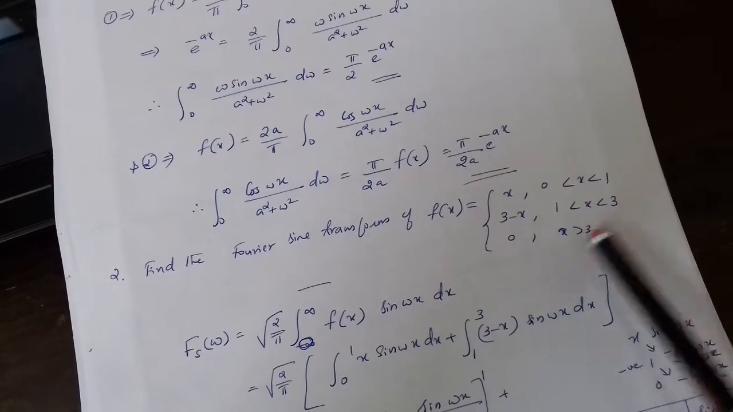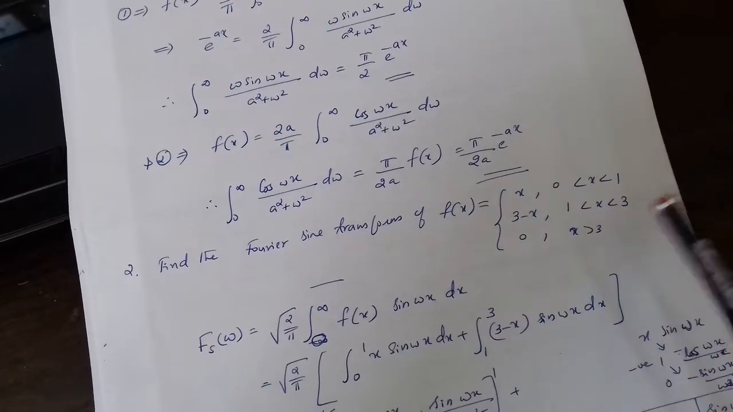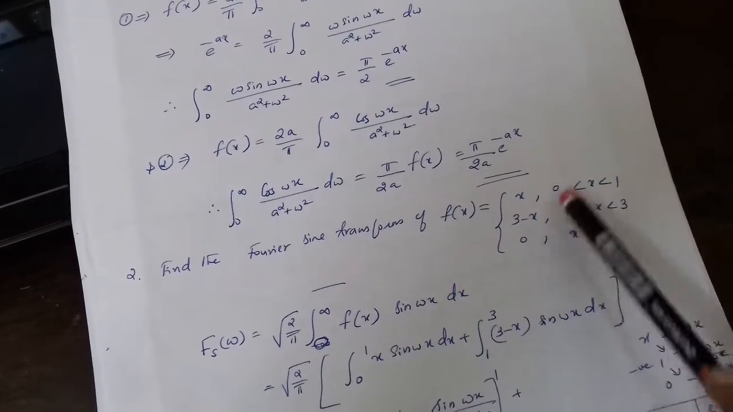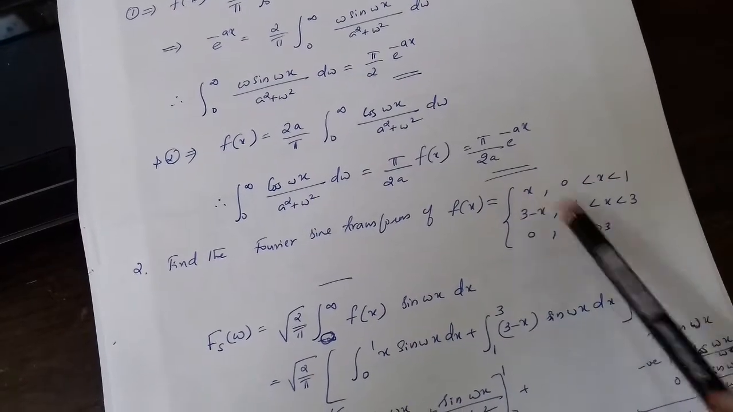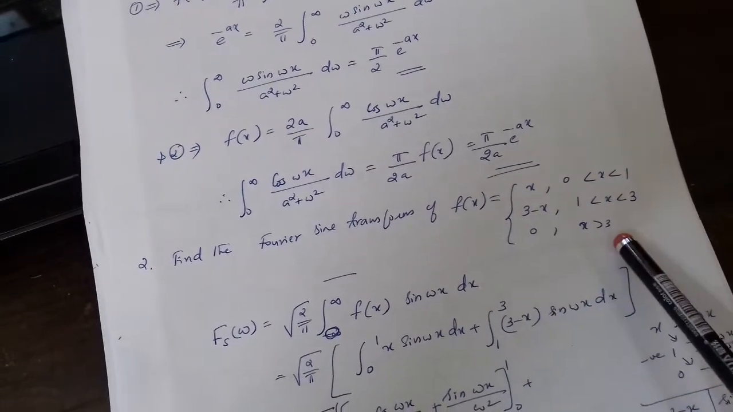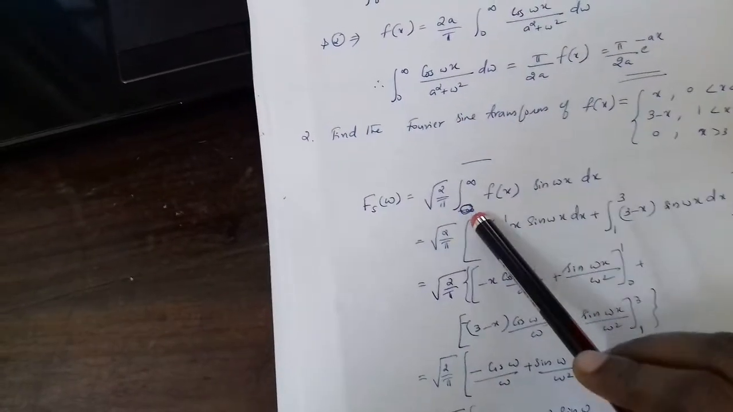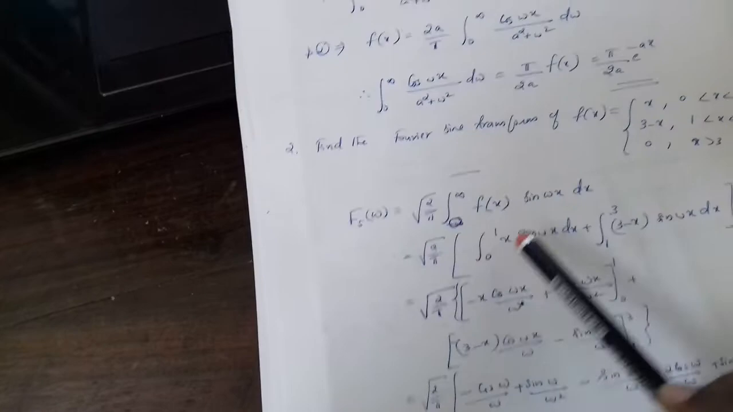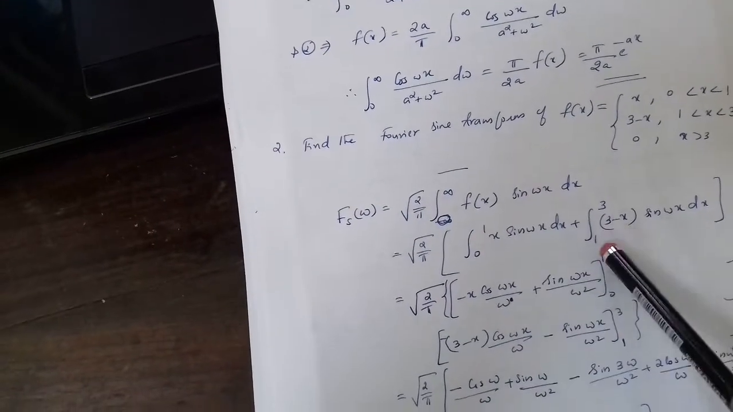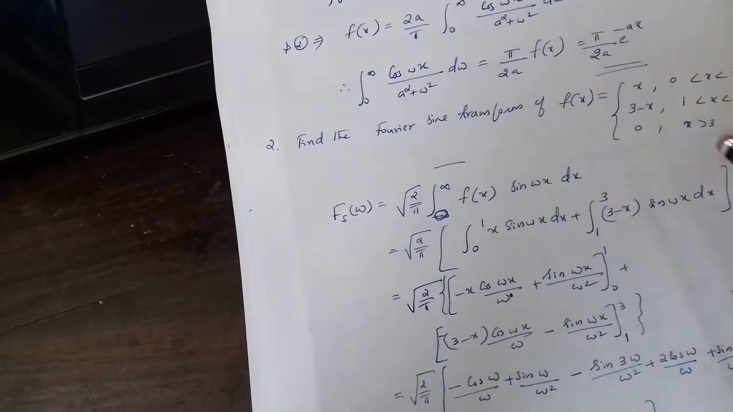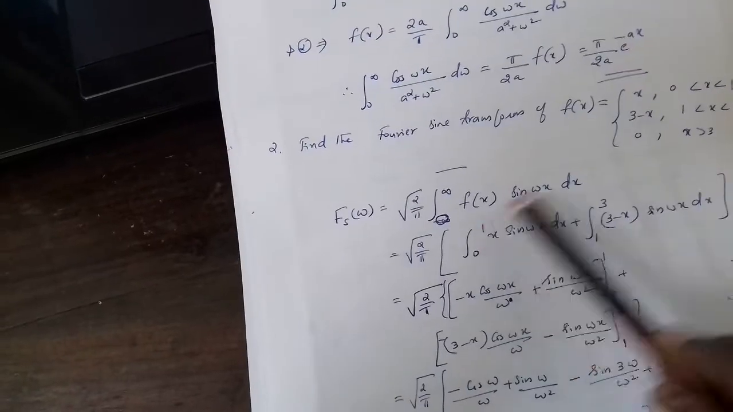for 1 less than x less than 3, and 0 for x greater than 3. So here the function is defined in 3 cases: from 0 to 1 it is x, from 1 to 3 it is 3 minus x, and from 3 to infinity it is 0. Now in our Fourier sine transform formula, 0 to infinity becomes 0 to 1 plus 1 to 3, and 3 to infinity is 0, so we don't need that.